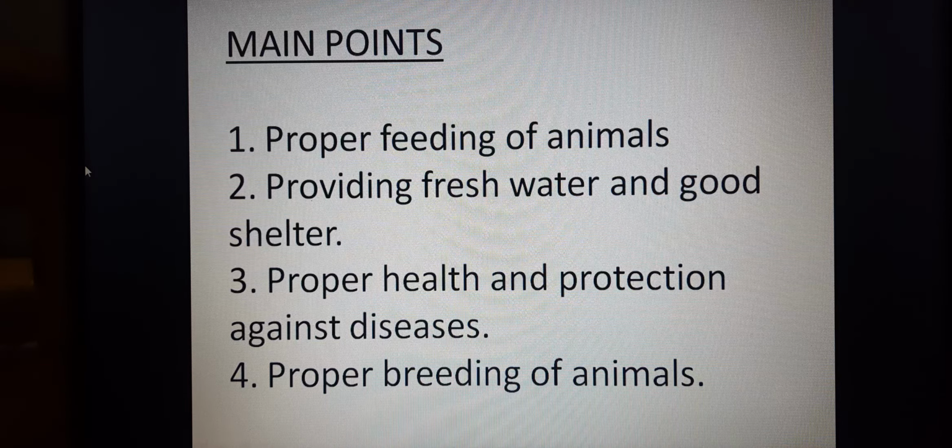Next, proper health and protection against diseases. We have to watch carefully over the proper health care of our cattle, so that they can give us proper milk. And the main point is the proper breeding of animals. Animals should be of a proper breed. Whenever the breed is optimum, only then will the animals give more milk. At the same time, they will be disease resistant.